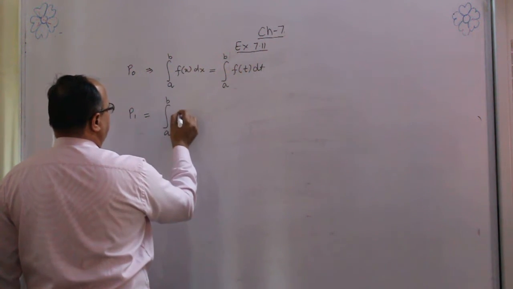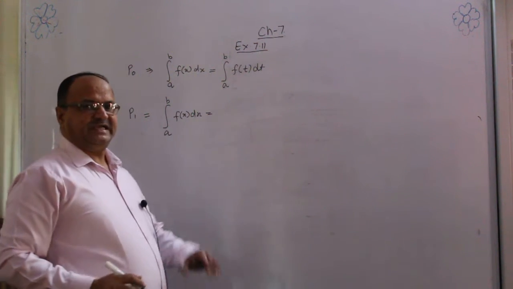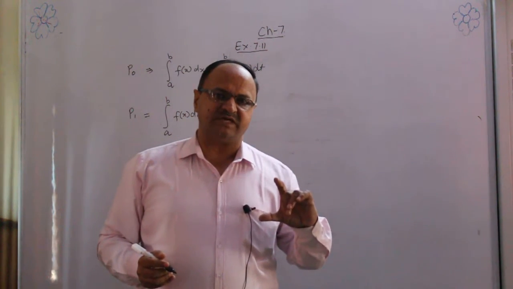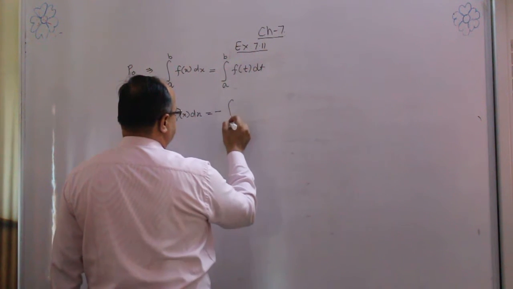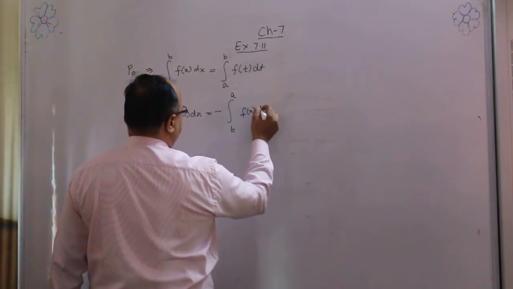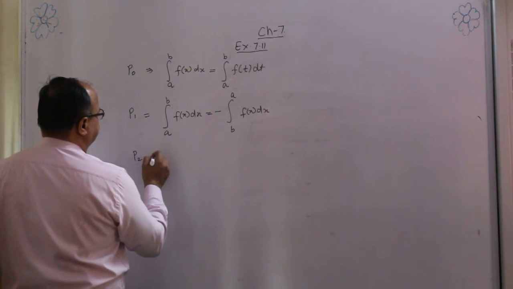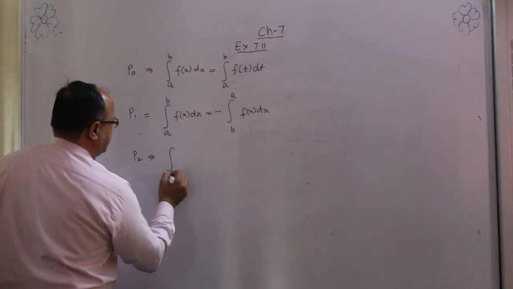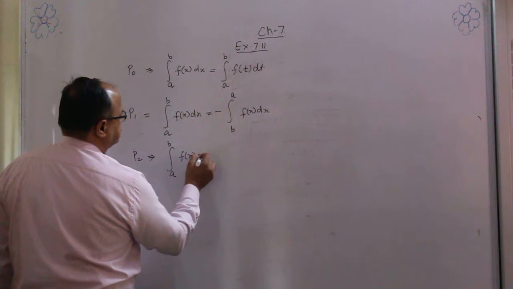integration a to b f of x dx. When you interchange the upper limit and lower limit, the minus sign will come: minus integral b to a f of x dx. Second property, that is integration a to b f of x dx.